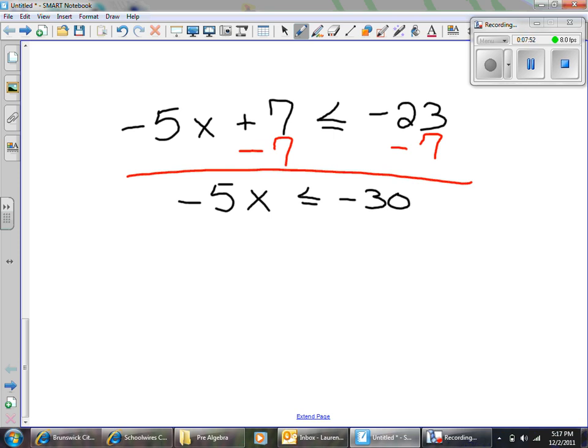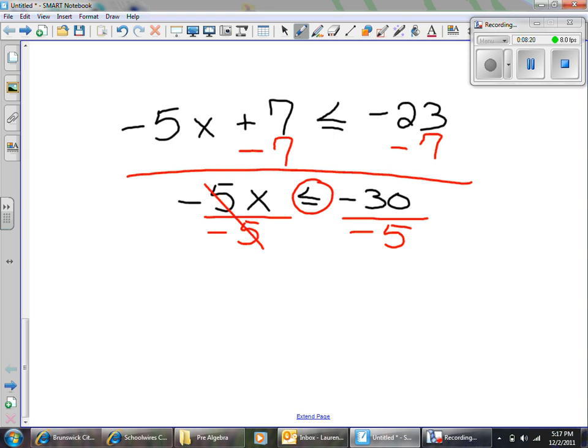Negative 5x, the x is not alone. I'm going to have to divide by a negative 5, right? Warning, warning, warning. When you divide or multiply by a negative, did I mention that we were going to divide by a negative in this problem? When you do that, your inequality must change direction.